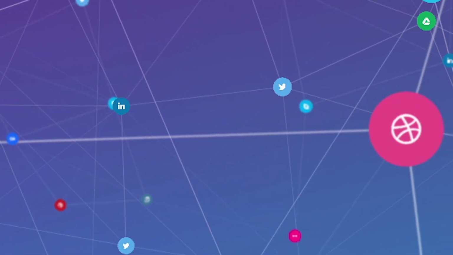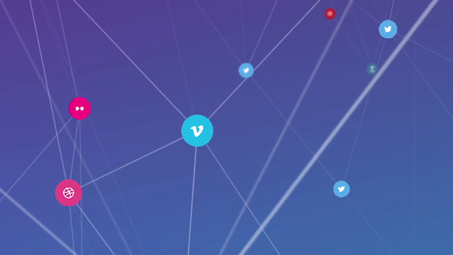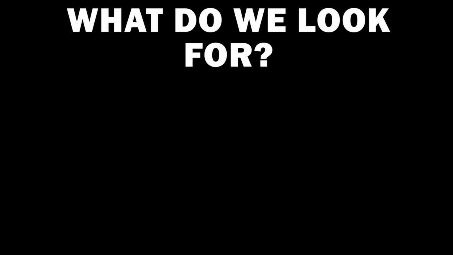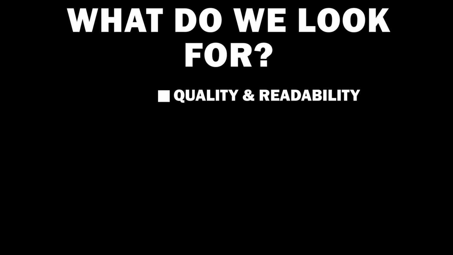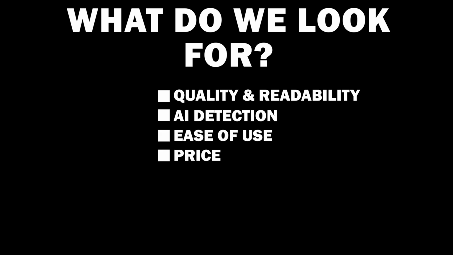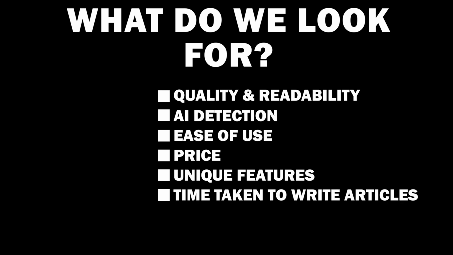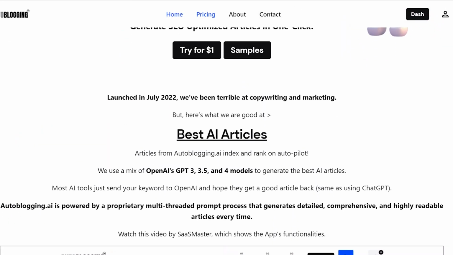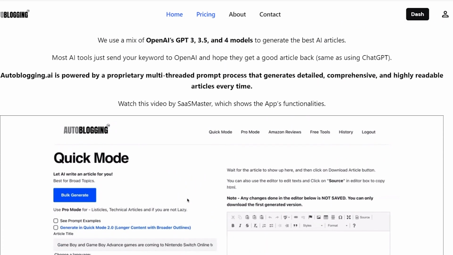Therefore, we asked the SEO community in various groups to let us know which tools they feel are the best, and we ended up extensively reviewing 34 different AI tools in total to determine which was the best overall. We considered factors such as quality and readability of the content itself, AI detection, ease of use, price, unique features, time taken to write the articles, plagiarism, and more. And as a result of this testing, we found autoblogging.ai to be the best overall AI content writing tool available right now. Let's discuss why.